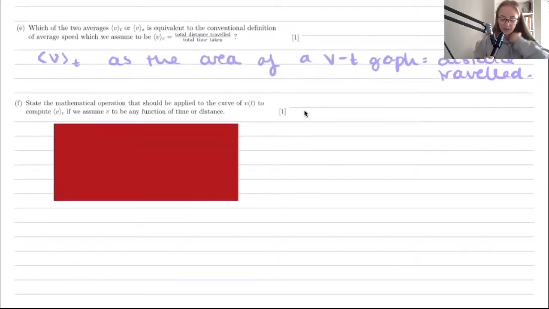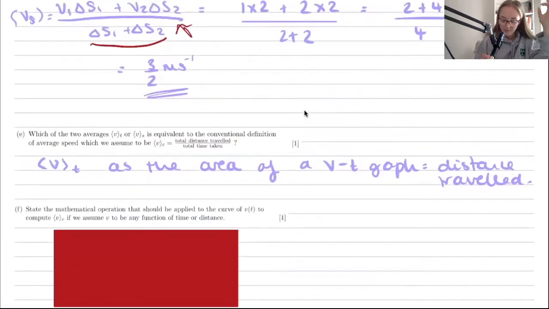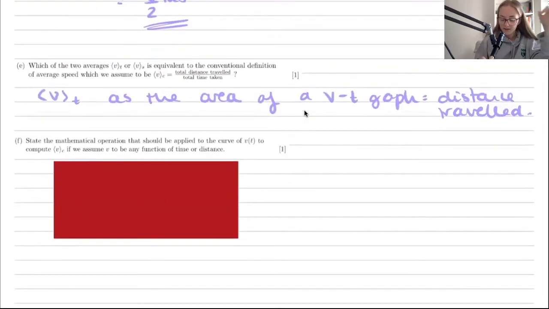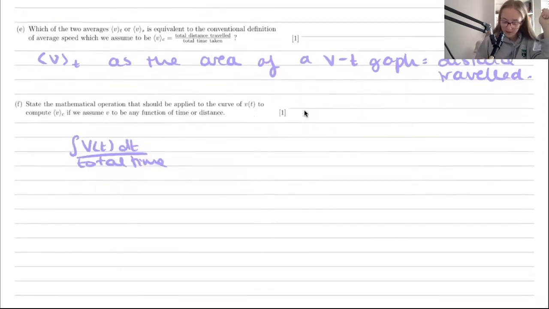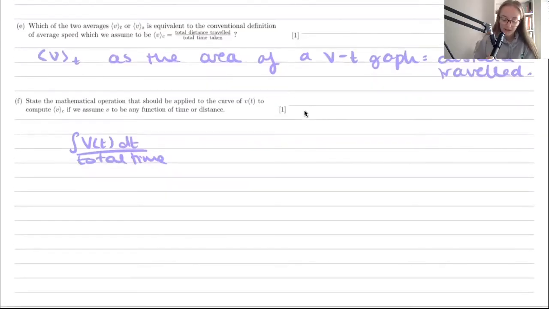And then finally, it asks us to state a mathematical operation that should be applied to a curve. So taking into account what we just said, that this total distance traveled comes from finding the area underneath the graph, the mathematical operation that finds us the area underneath a curve, I'm sure you remember from the calculus video, would be integration. So our equation for VC would be the integral of the speed with respect to time over the total time.